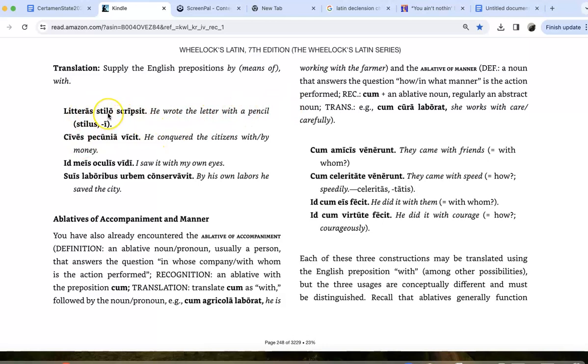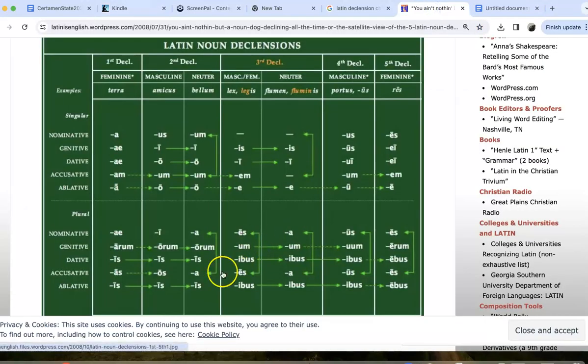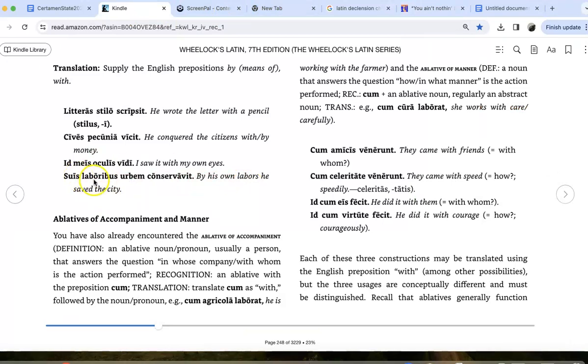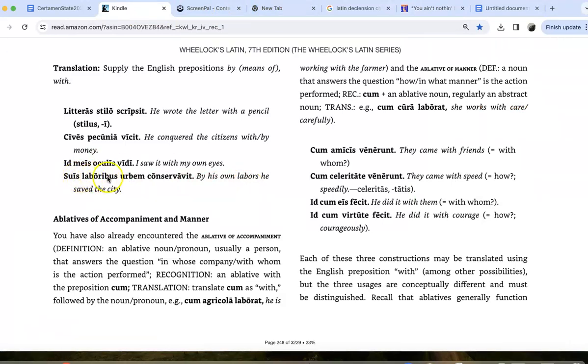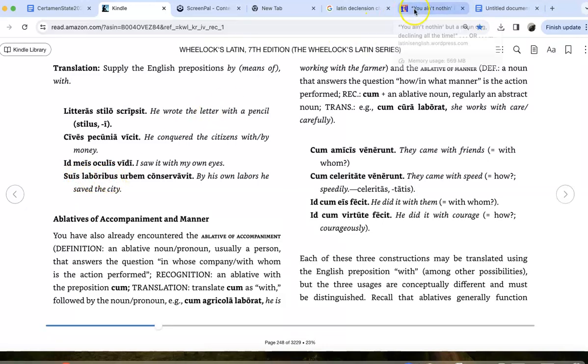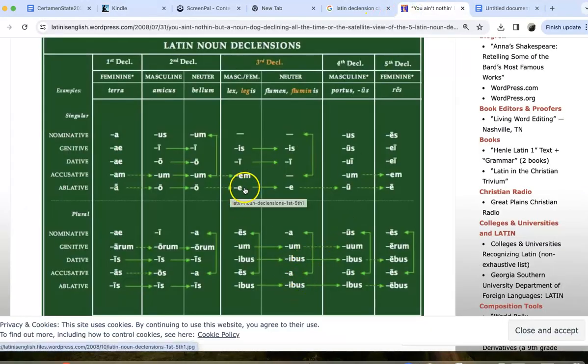With a pencil, stilo, because that's second declension, ablative singular. Here we have by money, because it ends in a, which is first declension, ablative singular. Here we have with my own eyes, which is second declension, ablative plural, namely is. So again, if you look here, second declension, ablative plural, is. There's the pecuniae, which we just mentioned a moment ago. And then by his own labors, this is going to be laboribus, third declension, ablative plural. There's our ibus, but sua, suus is a first or second declension, so we have suis laboribus.